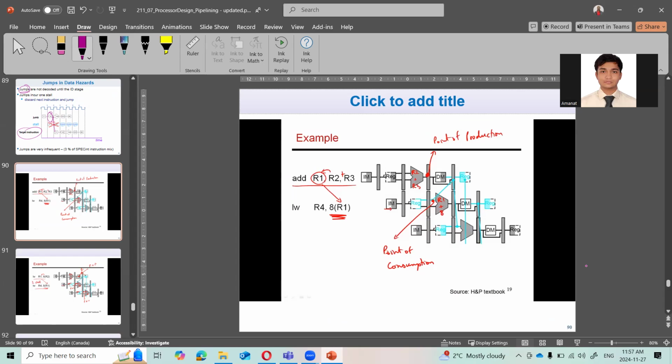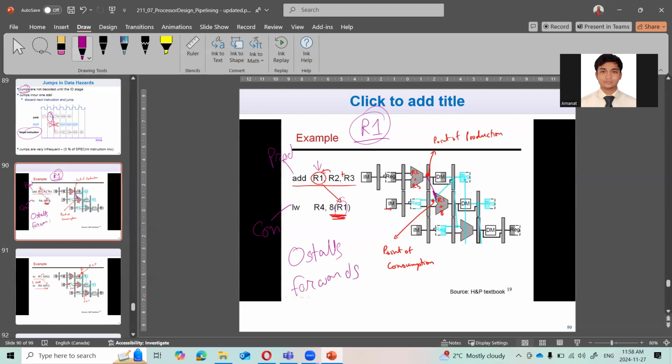So we are now seeing that this is the producer, and this is the consumer. The producer is changing R1, and we need the value of R1, right? So we can forward it here, okay? So we don't need any stalls. So for this scenario, we need 0 stalls because we are using forwarding.